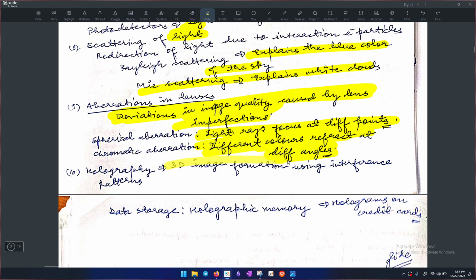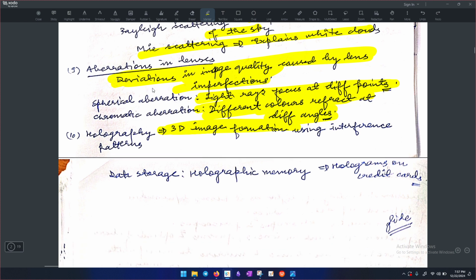Holography, 3D image formation using interference patterns. Data storage, holographic memory, holograms used on credit cards.